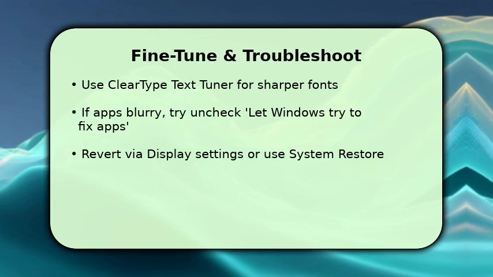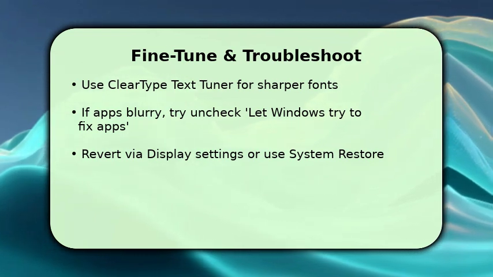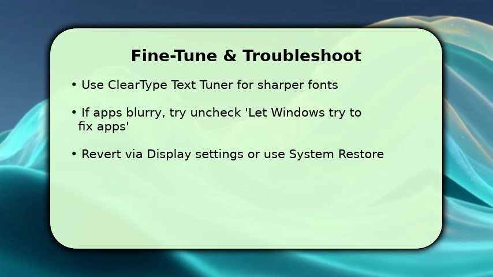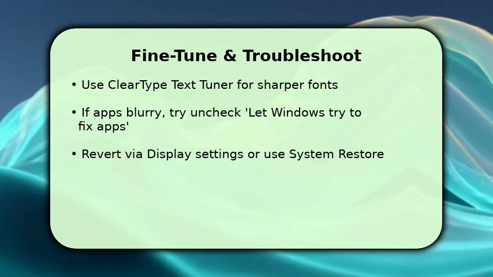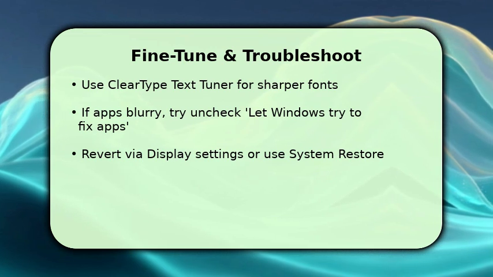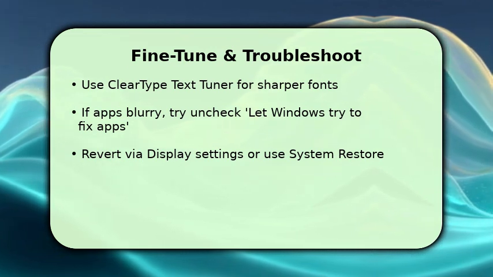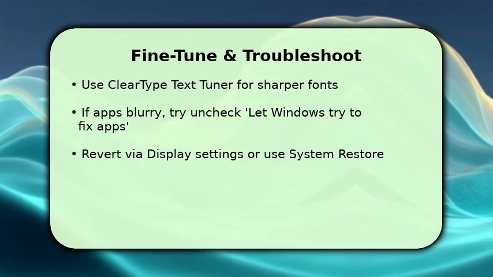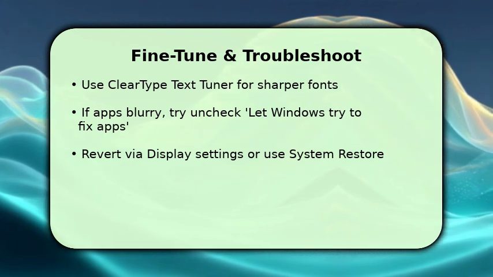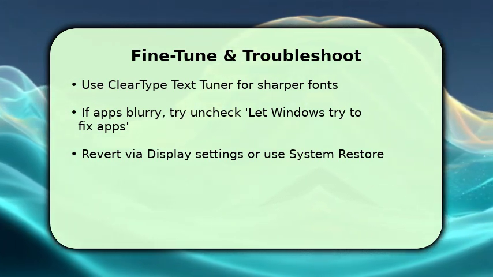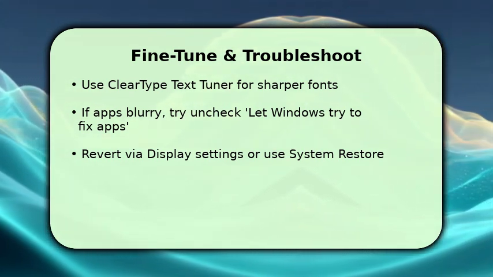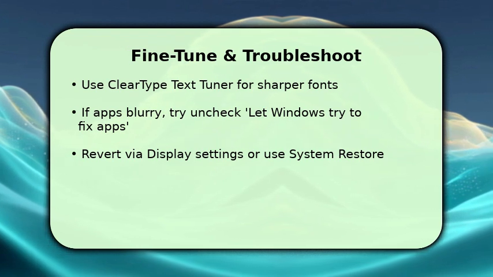If an app looks blurry, open its compatibility properties and enable Override High DPI Scaling Behavior or uncheck Let Windows try to fix scaling for apps. If something breaks, revert changes in display settings or use System Restore to roll back. One key tip: sign out and sign back in after major scaling changes to avoid transient glitches.